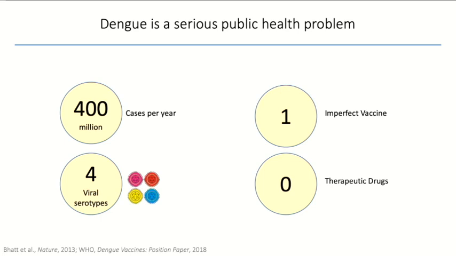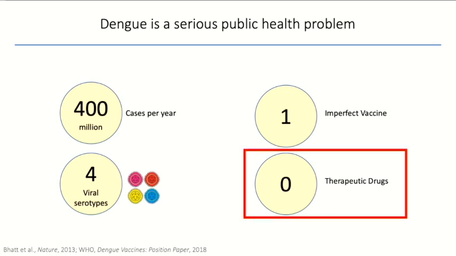There is one licensed vaccine, but it cannot be widely rolled out due to safety concerns. And importantly for this talk, there are no prophylactic drugs that can be used to prevent dengue symptoms, and no therapeutic drugs that can be used to control symptoms of dengue once they have developed.